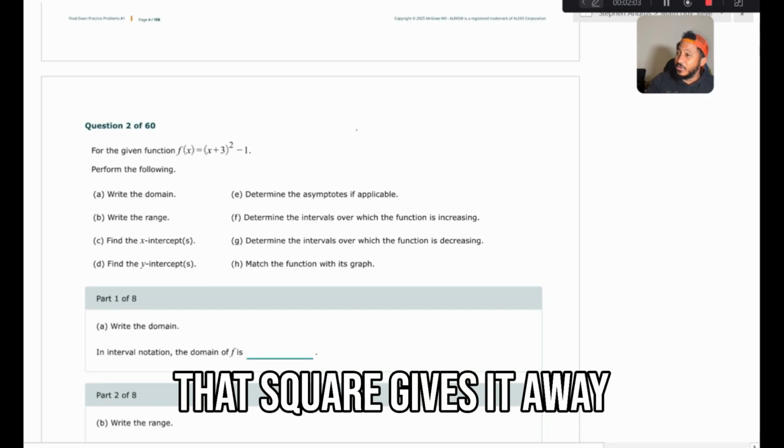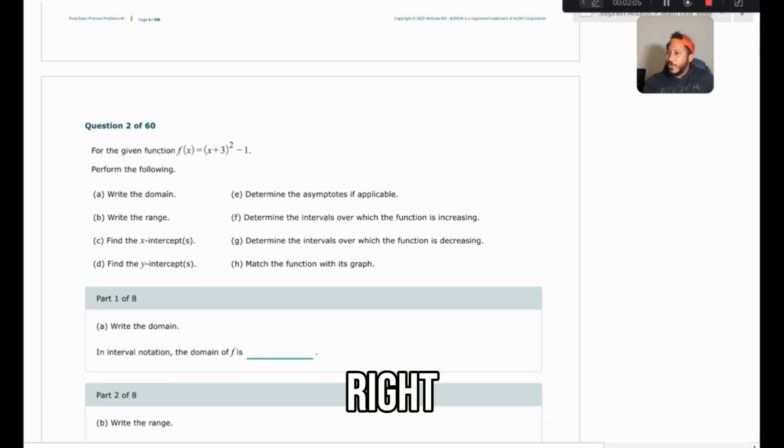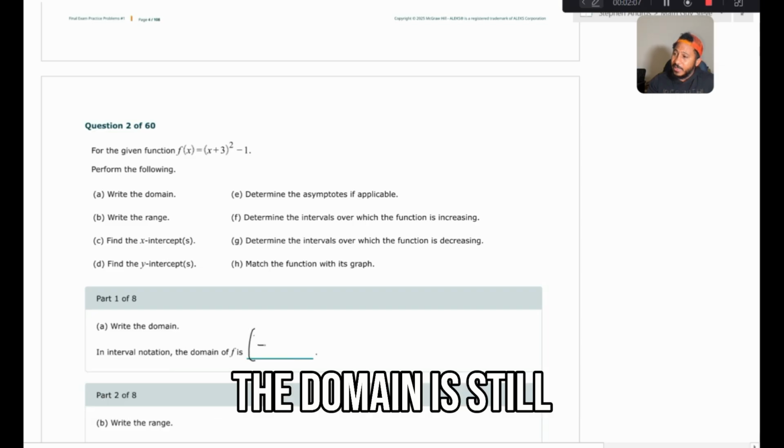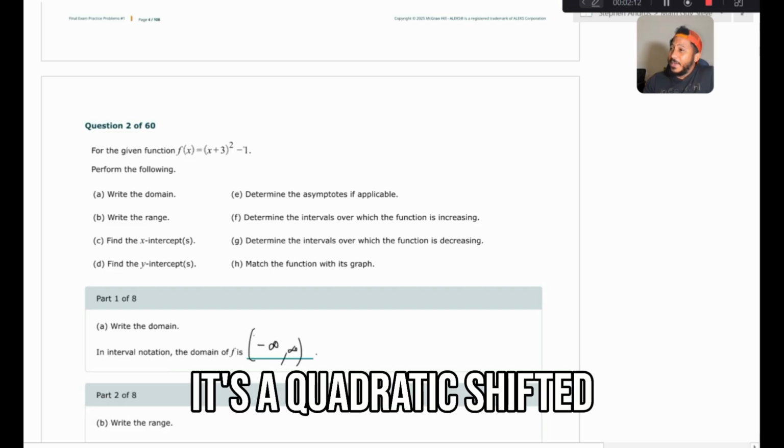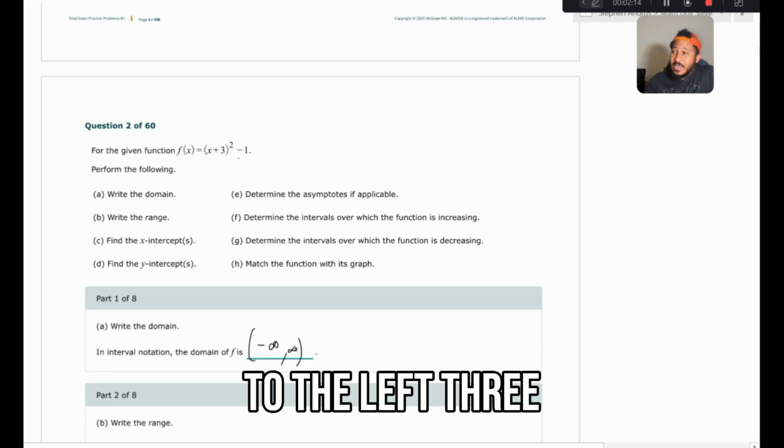Example 2 is similar, except now we have a quadratic, right? That squared gives it away. It's a quadratic, right? So the domain for quadratic functions is still all real numbers. Whereas the range, not so much, right? So this one here, it's a quadratic shifted to the left 3 and down 1.